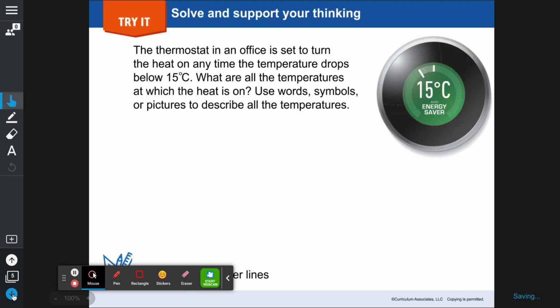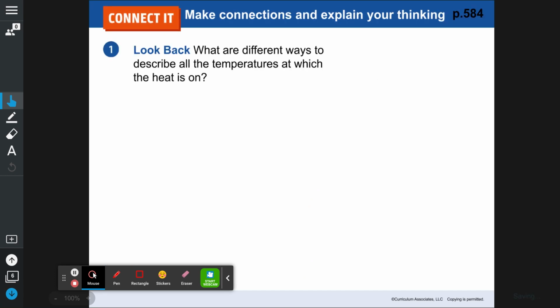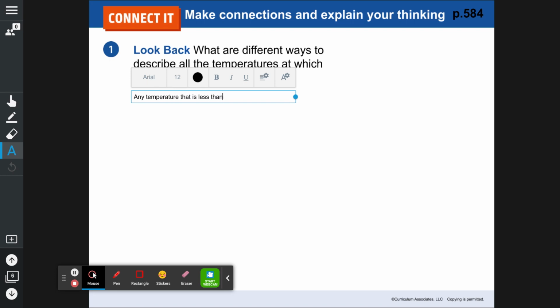Okay. So with that being said, what are different ways to describe all the temperatures at which the heat is on? Now you're on page 584. What would work there? Any temperature that is less than 15 degrees. That could work. Now, what about equal to 15?